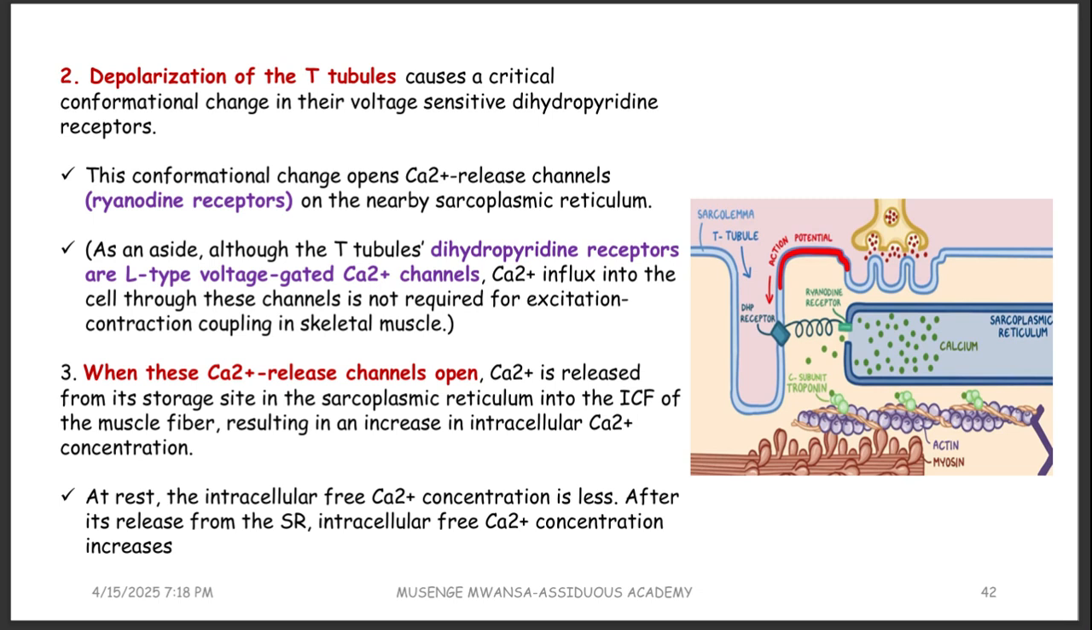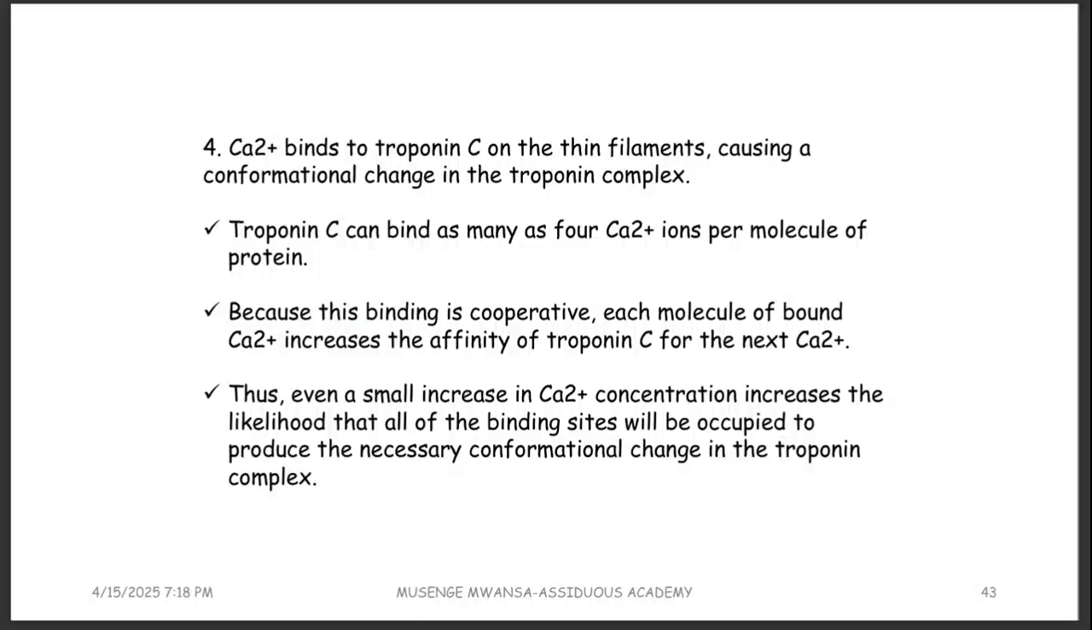So when calcium release channels open, calcium is released from the storage, and then it will be released into the ICF, the intracellular fluid compartment. And then the calcium is going to go and bind to the troponin C. When calcium binds to troponin C, troponin C can bind up to as many as 4 calcium ions per molecule, per molecule of troponin C.